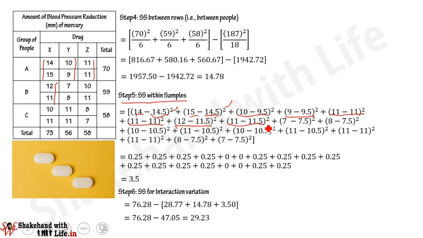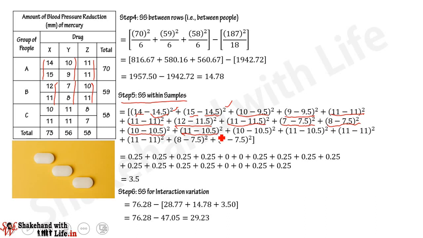Now, for this 7 and 8, the mean is 7.5. Therefore, 7 minus 7.5 squared, and then 8 minus 7.5 squared, right? Now for 10 and 11, the mean value is 10.5. So this is 10 minus 10.5 squared, and then again 11 minus 10.5 squared, right?